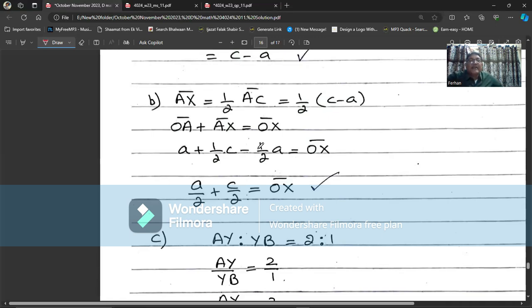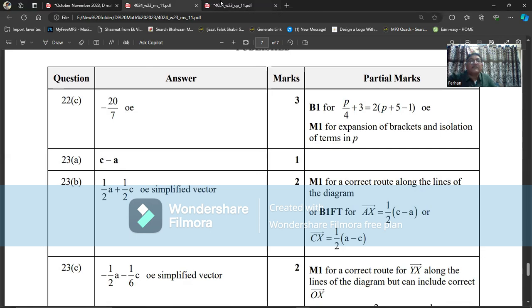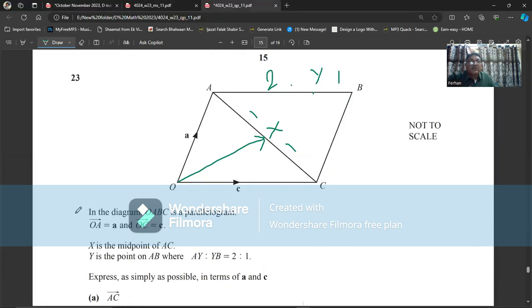So this A and this 1 by 2A can be simplified. So 1A minus 1 by 2A, that is A by 2 plus C by 2. So the OX will be equal to A by 2 plus C by 2. Let's check. A by 2 plus C by 2. So our answer is right. So this is how this is done.